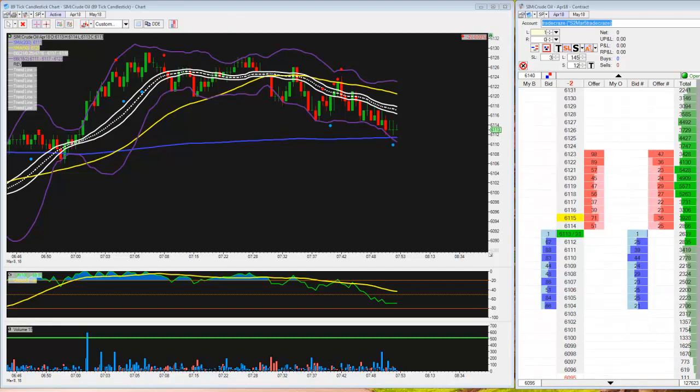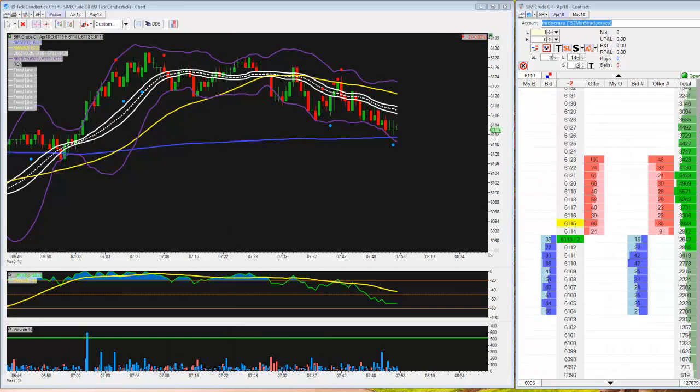That's about it for now. Let's see. I'm going to pause. We'll wait for the open here, unless something happens. I need to get rid of some trend lines, it looks like here. I'll be back in a few.